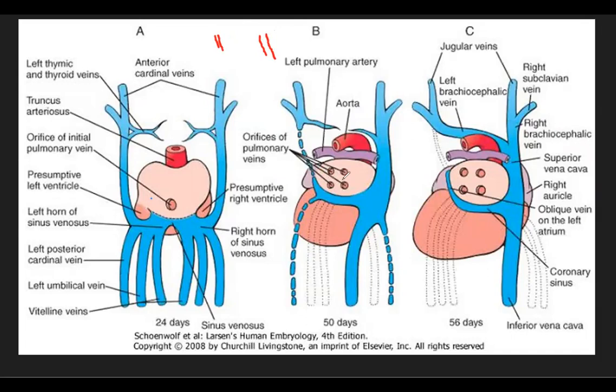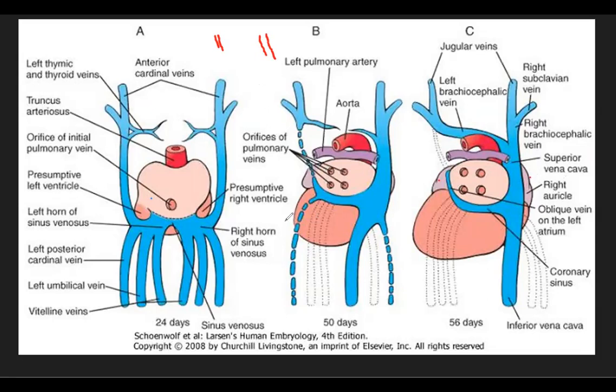But that's not what you need to remember in your board exams. Okay, that is for the understanding of your embryology at the early stages. But in the board exam, you just need to remember that we have the 4 pulmonary vein orifices that will form the smooth part of the left atrium. Okay, and this little body and this little body will form the left auricle and the right auricle, which is the trabeculated part.